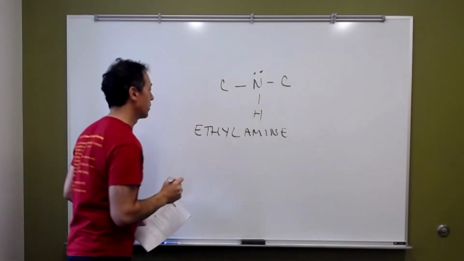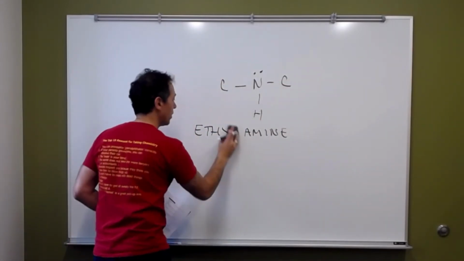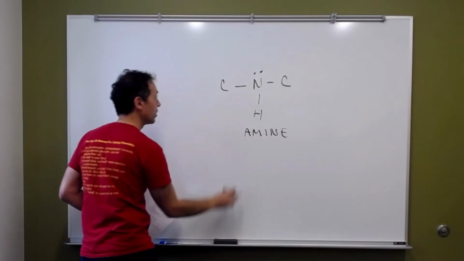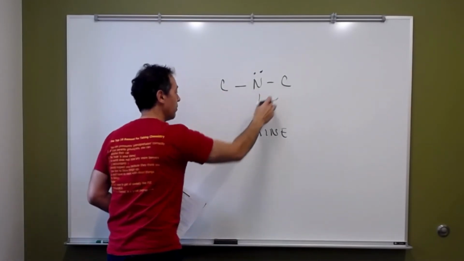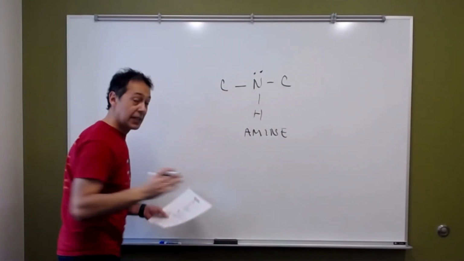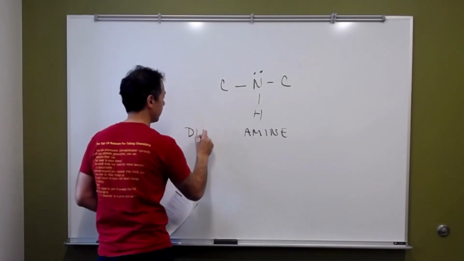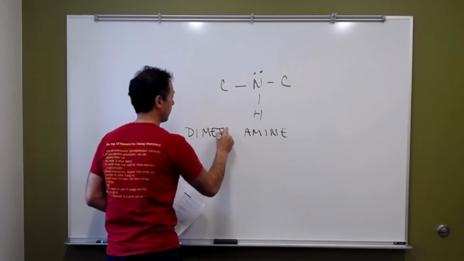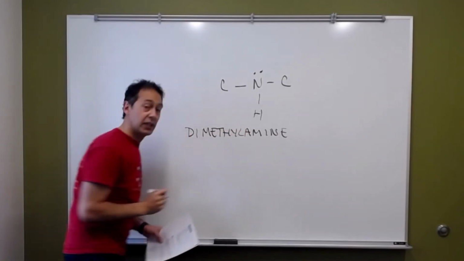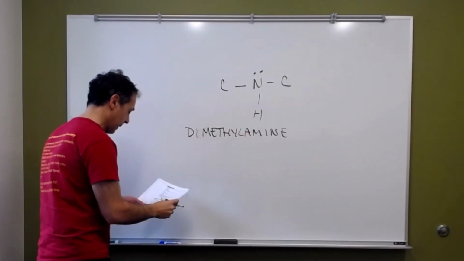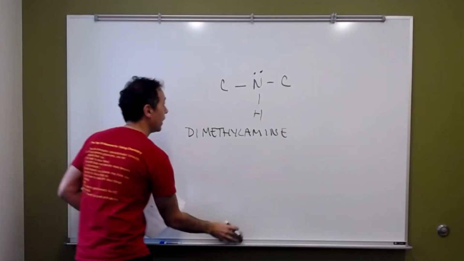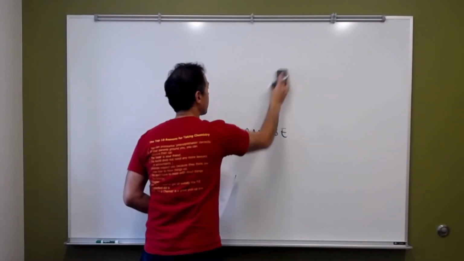And if, for example, we had a secondary one like this, well, then now this would become, let's see here, we've got methyl, we've got methyl. So this would become dimethylamine. Dimethylamine.